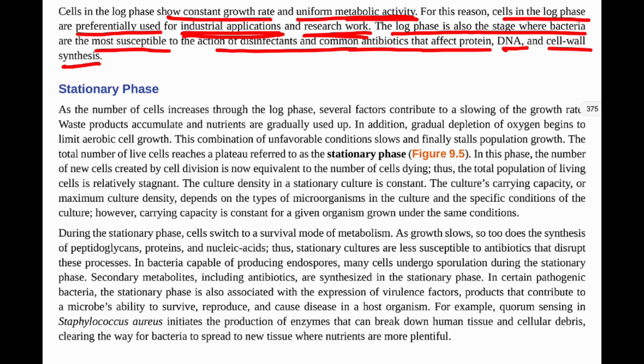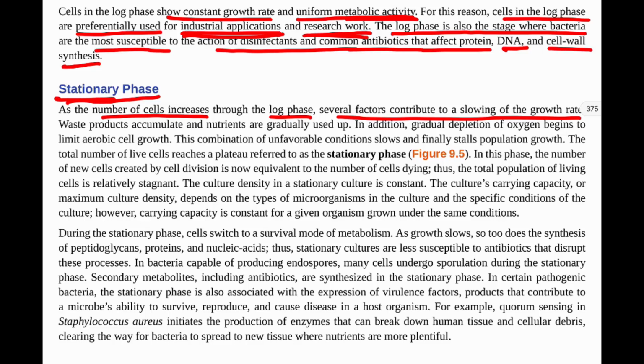So after our log phase, then we have what's called the stationary phase. So this is when, as the number of cells increases through the log phase, we have several factors that contribute to a slowing of the growth rate, and that's what we see in the stationary phase, as indicated by the term stationary. It's stable, it's not really going anywhere.